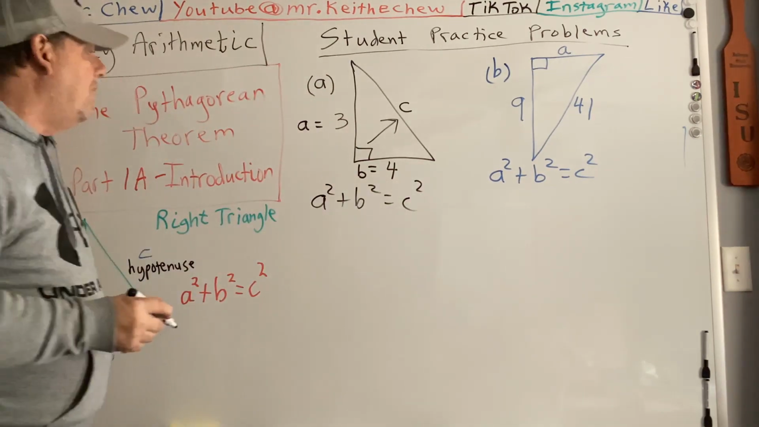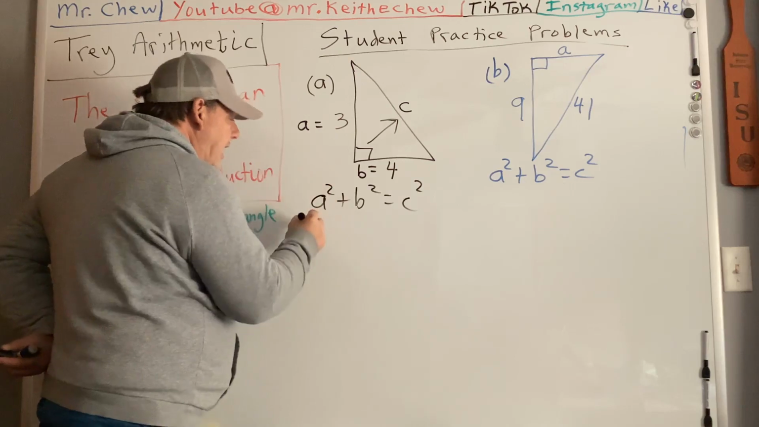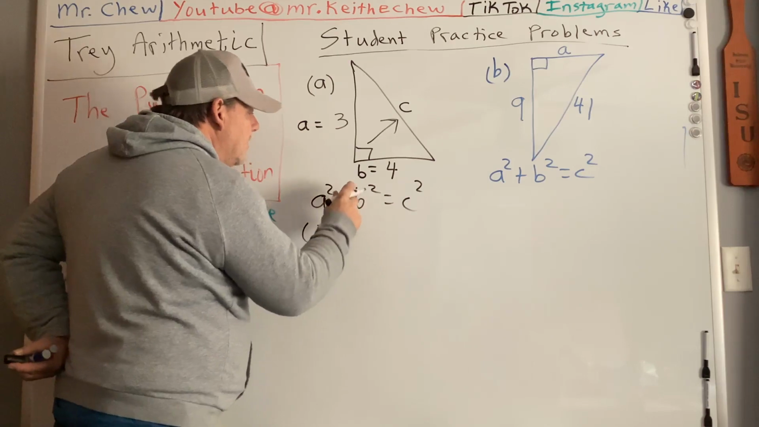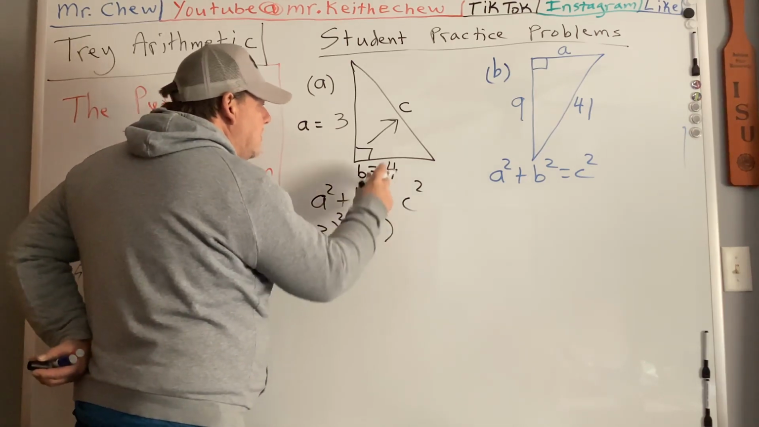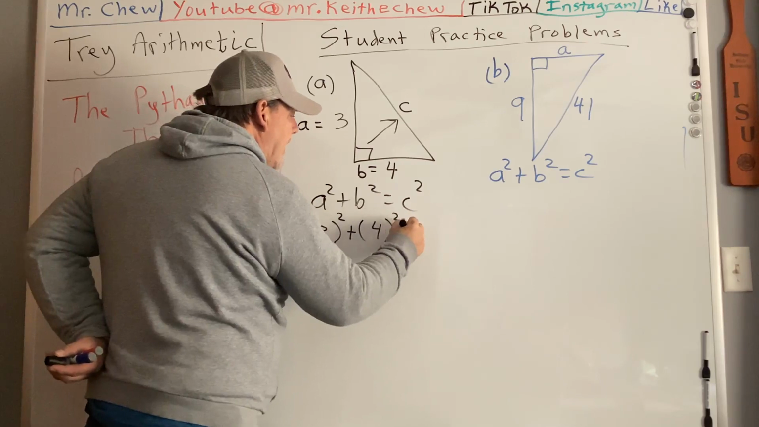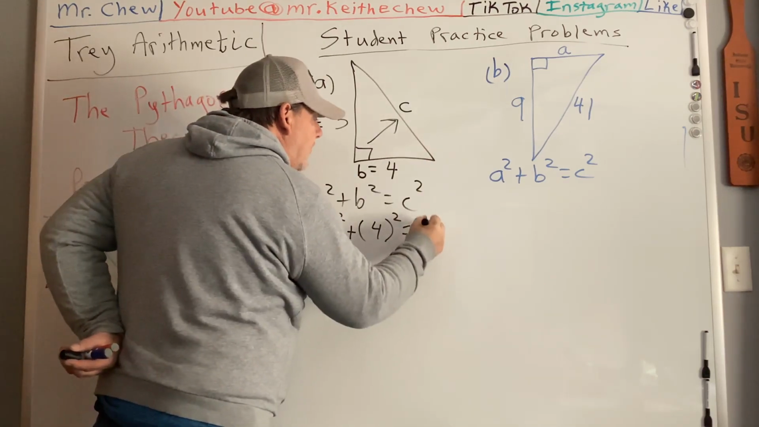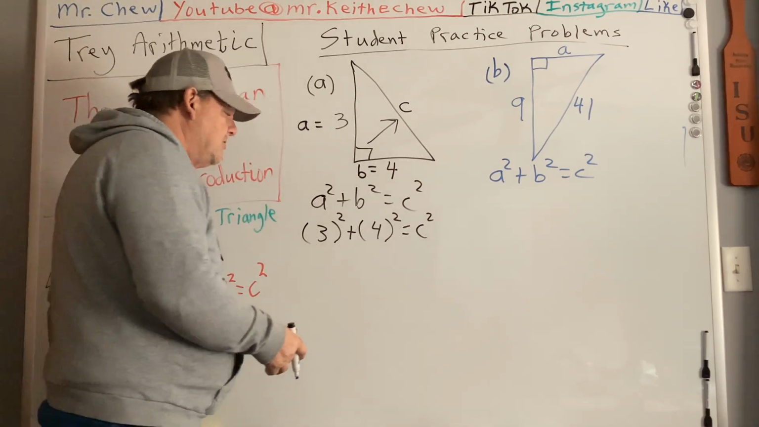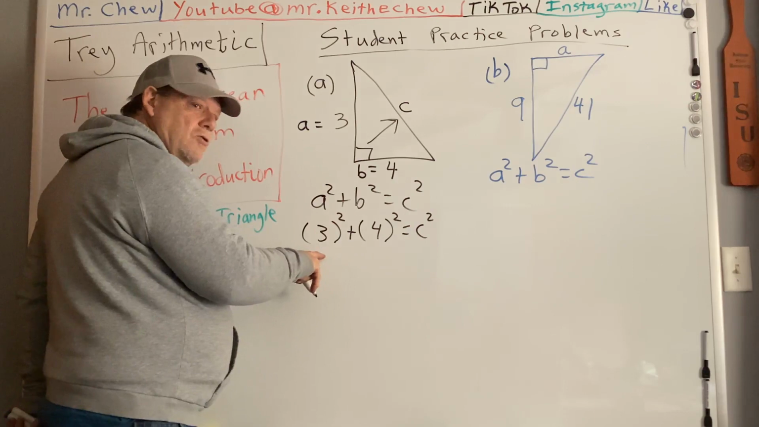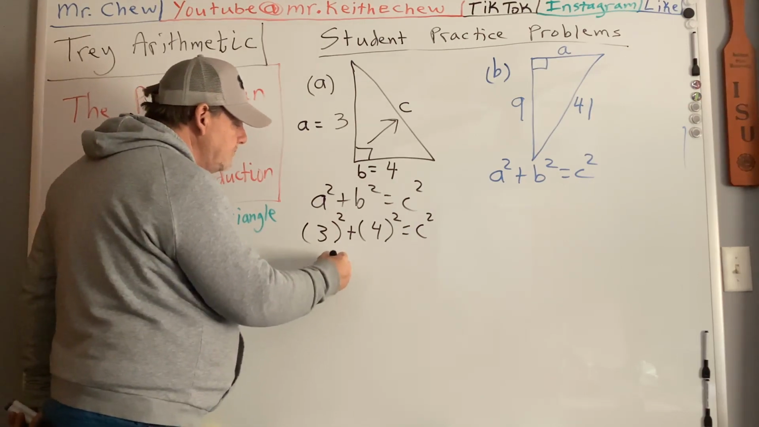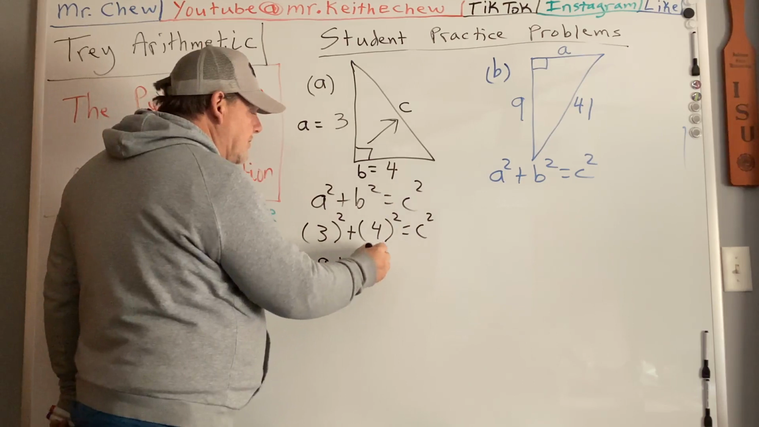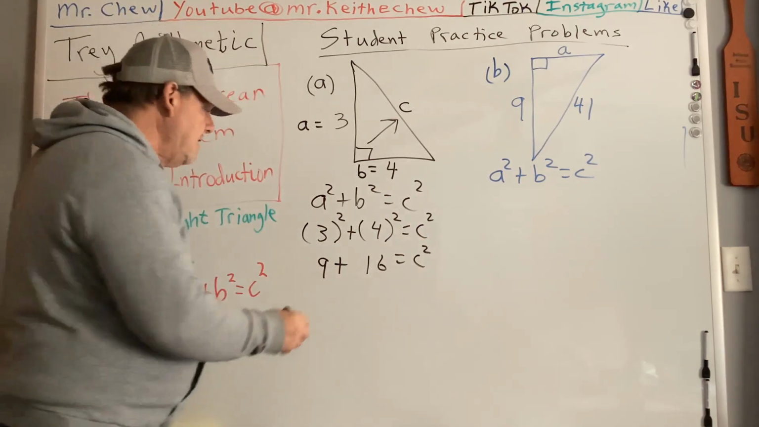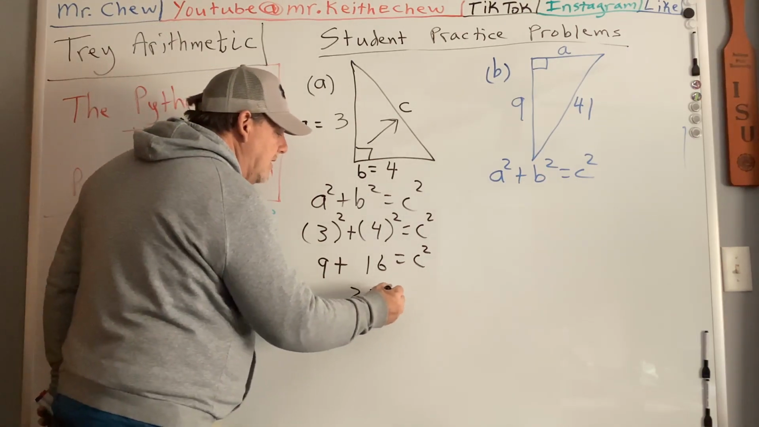Substitute and solve. So wherever there's an a, I put a parentheses, and I'm going to put a 3. Square that. Wherever there's a b, I'm going to put a parentheses, 4, square that. And then c is what I'm solving for, so I don't have to have the parentheses there. If I have them there, I can just take it out after I substitute it in. 3 squared means 3 times 3, which is 9. 4 squared is 4 times 4, which is 16. And that equals c squared. 9 plus 16 is 25. And that equals c squared.